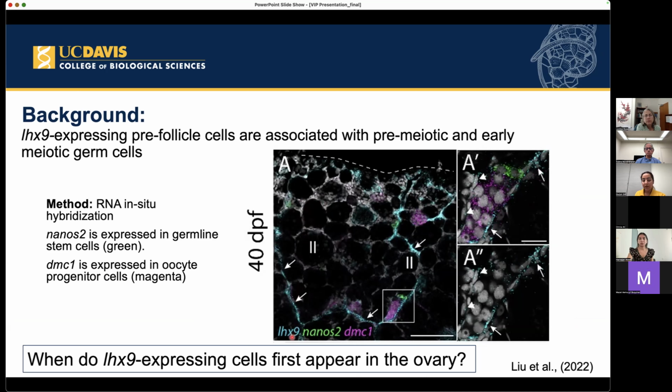Over here in this figure, we see that LHX9 is being expressed in tracts on the surface of the ovary rather than surrounding the oocytes. So these are the oocytes, and there are follicle cells that surround the oocytes. And we see that LHX9 is not being expressed over here, but it's expressed in the pre-follicle cells that are lining the ovary. So the question is, when do LHX9 expressing cells first appear in the ovary?